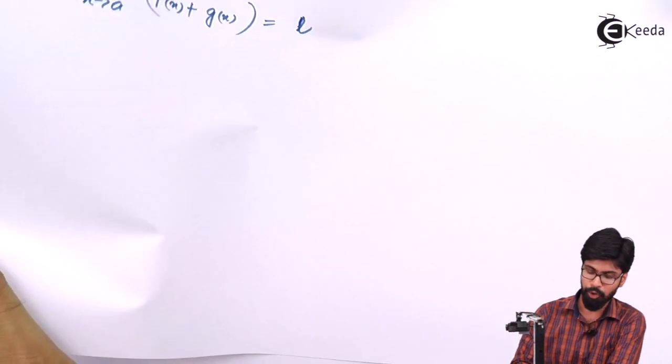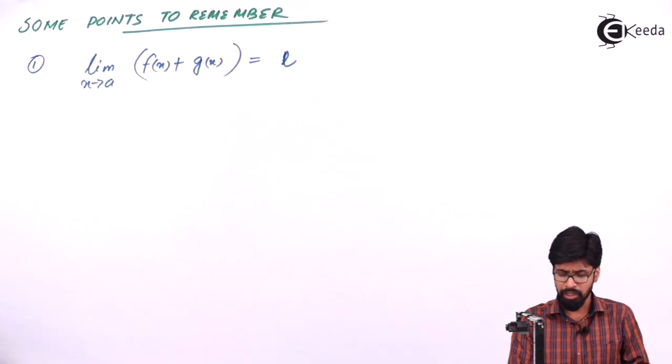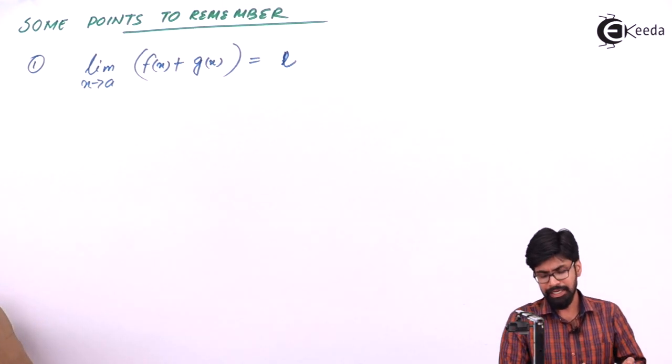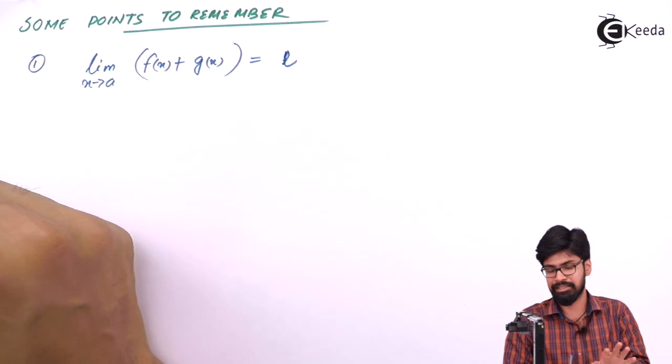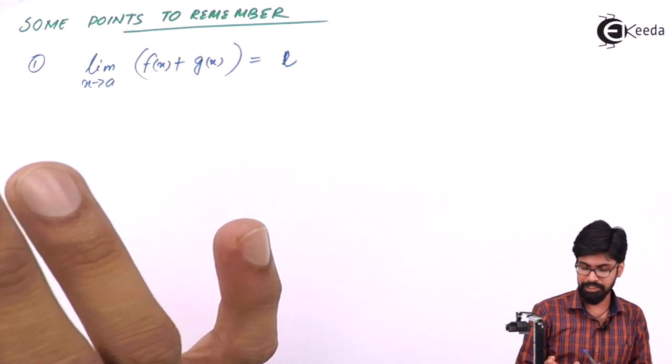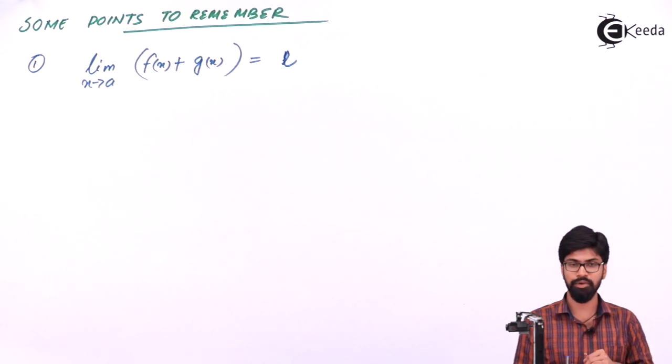There are some important points that we want to discuss here. Those points are, let us first consider when limit x approaching a, f of x plus g of x exists. When the limit of f of x plus g of x exists, we have certain points that we want to discuss here.